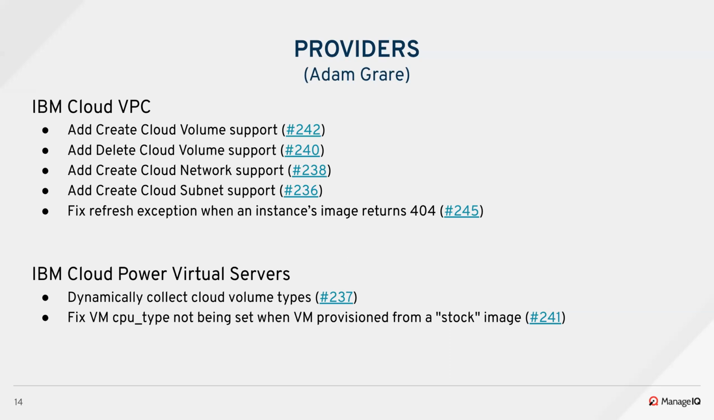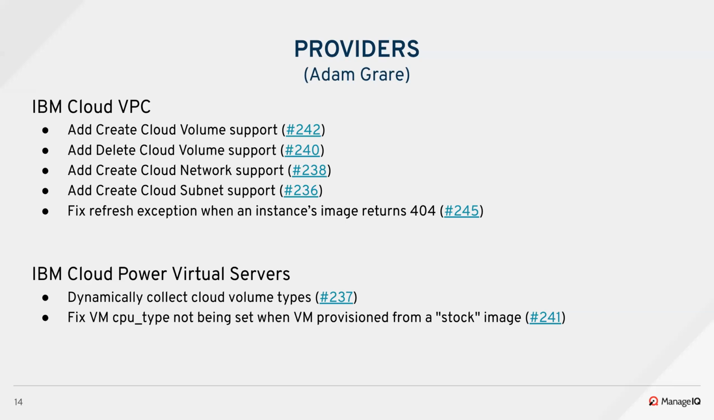And also the ability to create cloud subnets. So really a great swath of operations for all the associated inventory that the VPC provider can create. We also fixed a refresh exception when an instance's image returns 404. This typically happens if it's a very old instance and the image that it was created from is no longer available. This was causing a refresh failure, and now we just say it's nil and move on.